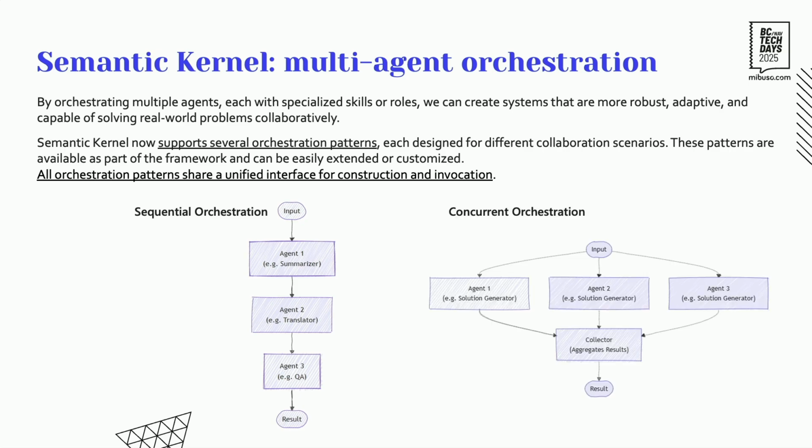The second pattern is the concurrent orchestration. Concurrent orchestration means I have an input. This input is shared across all my agents. All my agents work on that according to the task each agent needs to do. And then the output is put together, and then I have the response. This is the concurrent orchestration.